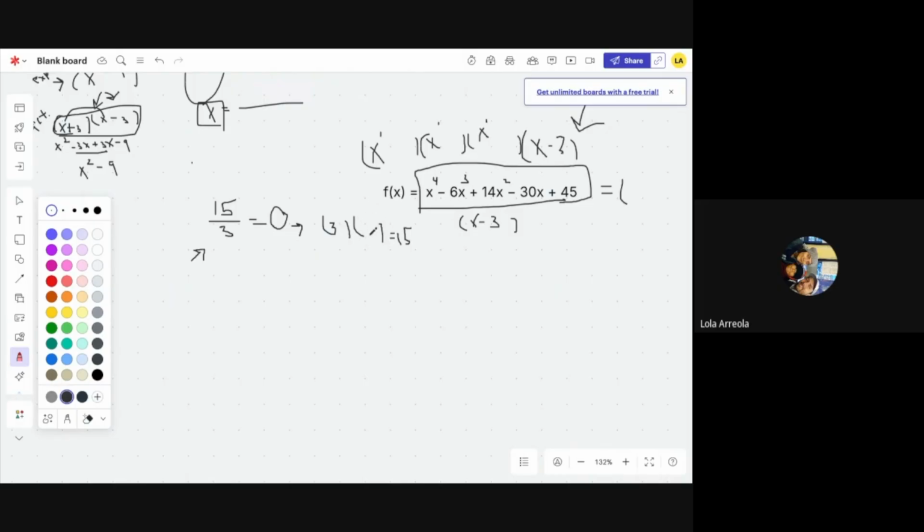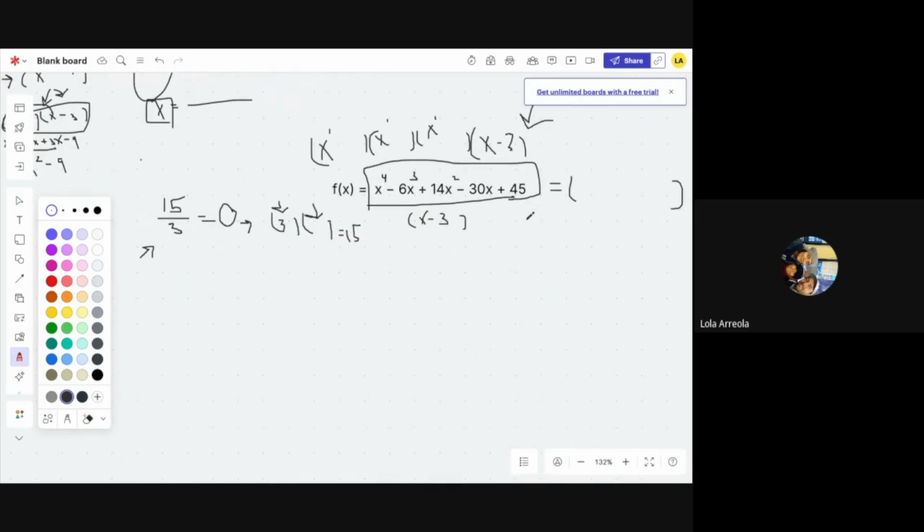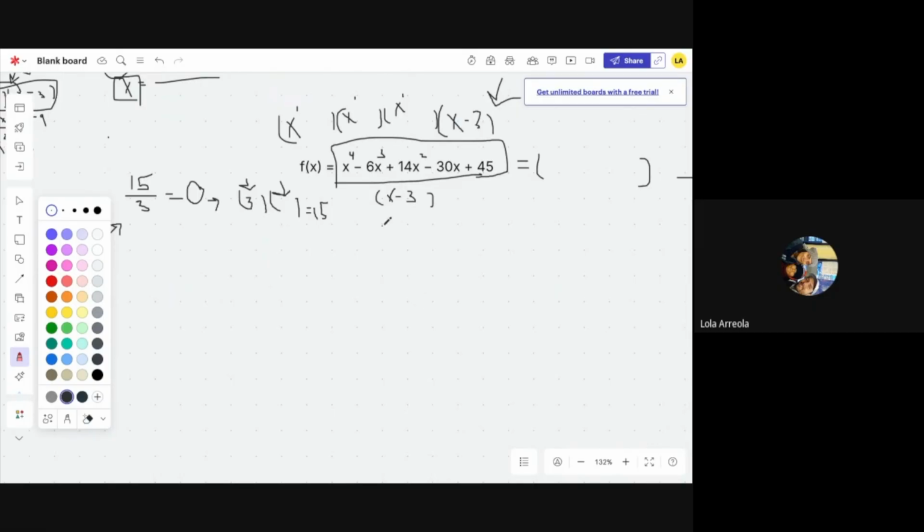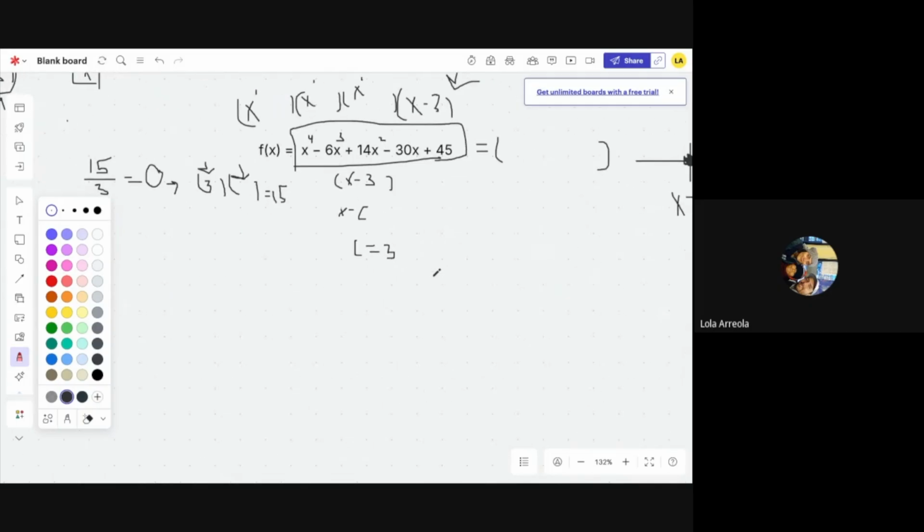I just have to figure out what this other factor is. I know for sure that 3 is a factor. I want to find out this other factor so that I know that 3 times this factor is equal to 15. So that's exactly what I'm doing here. I know this is a factor, but I'm trying to figure out what this factor is over here. So how do I do that using synthetic division? First of all, I have to make sure that my divisor is in the form x minus 3, and c in this case is equal to 3. So 3 goes on the outside.